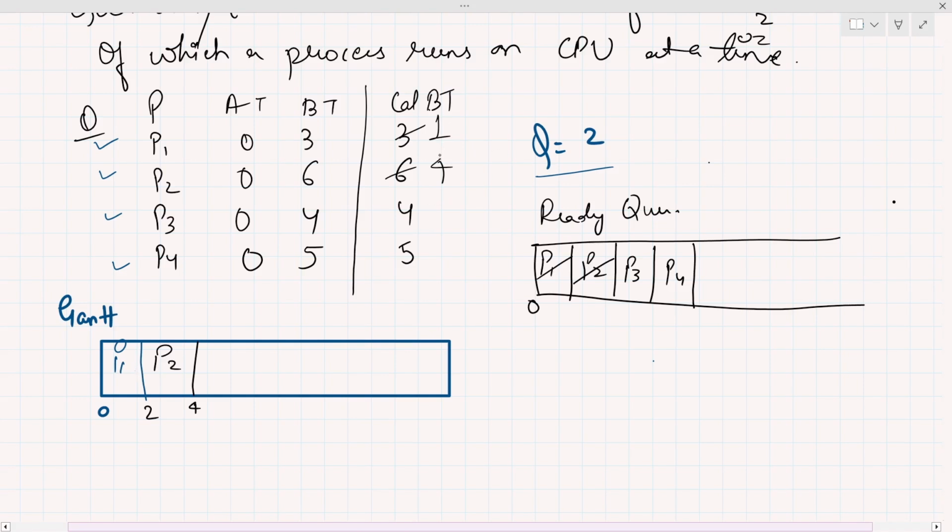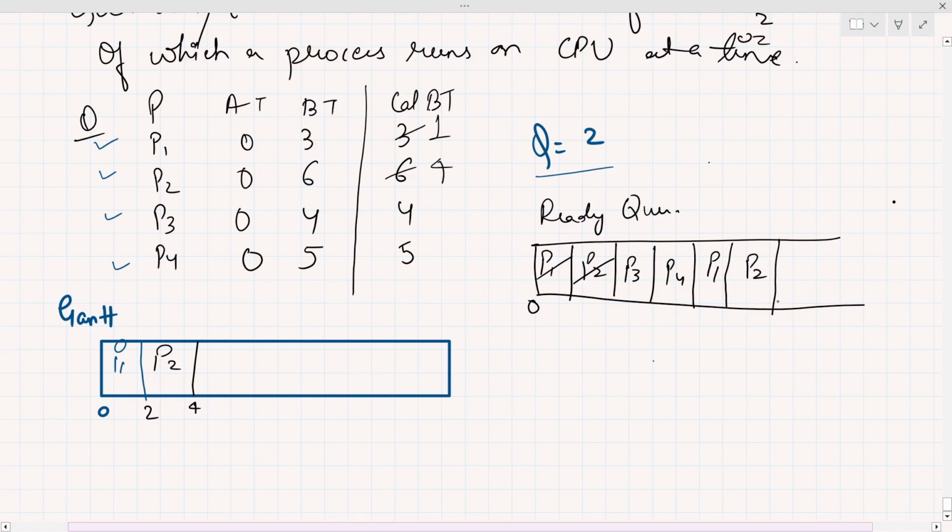Is there burst time left in P1? So the answer is yes. If yes, then what we have to do is add this process at last in the ready queue. Similar with P2. Is some burst time left? Yes, left. So we have to add P2 as well. So we have to add P2 here.